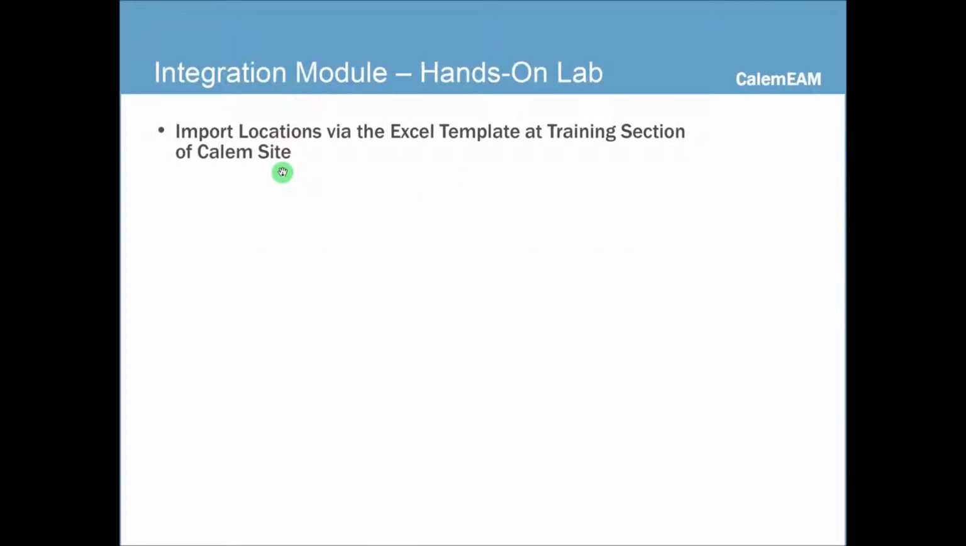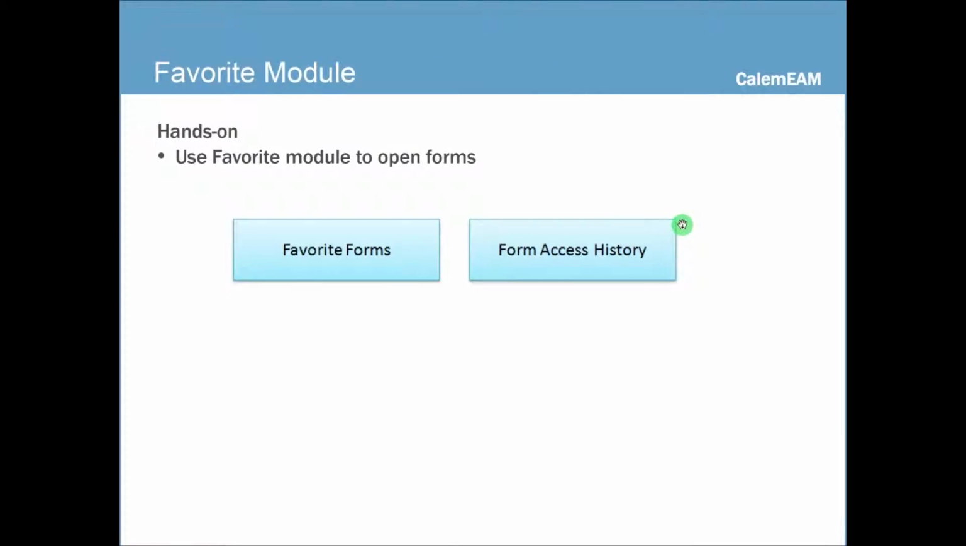In the hands-on lab, we would like you to import locations via the Excel template at the training section of the Calem site. The last module is the favorite module in Calem that shows you all the menu access history you've done with Calem, and also allows you to put often used menus into the favorite form so you can quickly open a form. Let's take a look at the example.